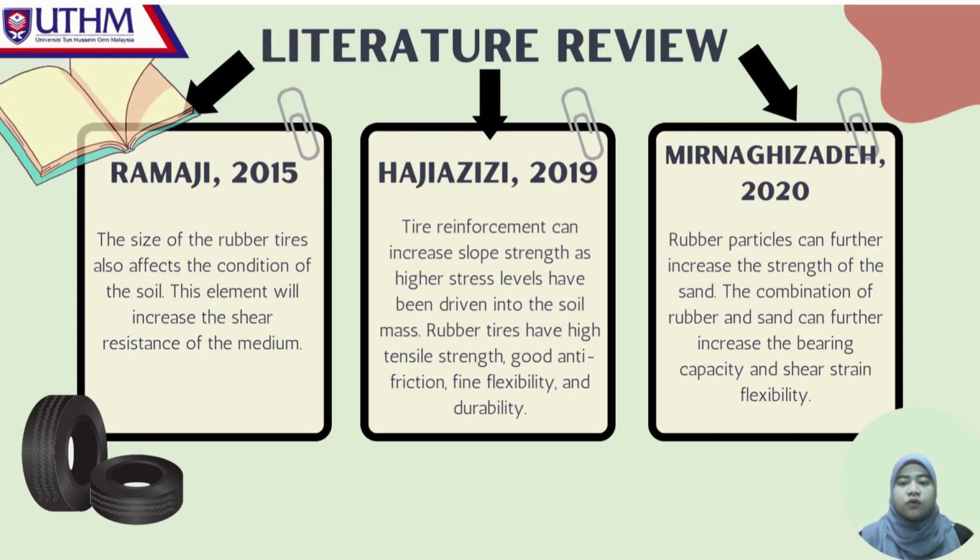Lastly, according to a 2020 research by Minal Hizadeh and friends, waste rubber tire can improve bearing capacity, add slope stability, and other useful applications in civil engineering. Rubber particles can further increase the strength of the sand. The combination of rubber and sand can further increase the bearing capacity and shear strength flexibility.